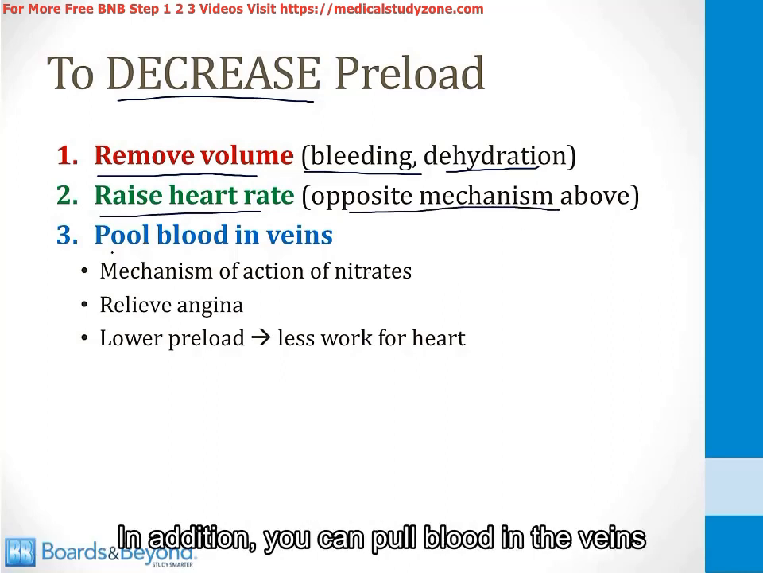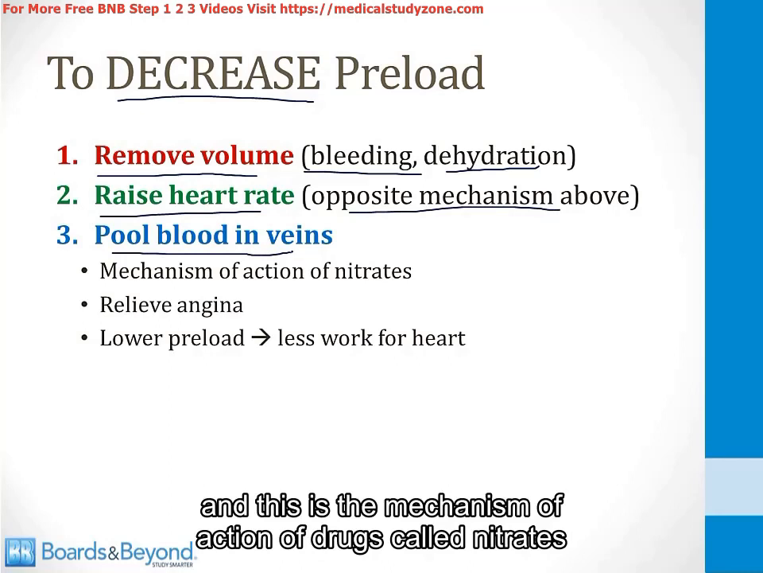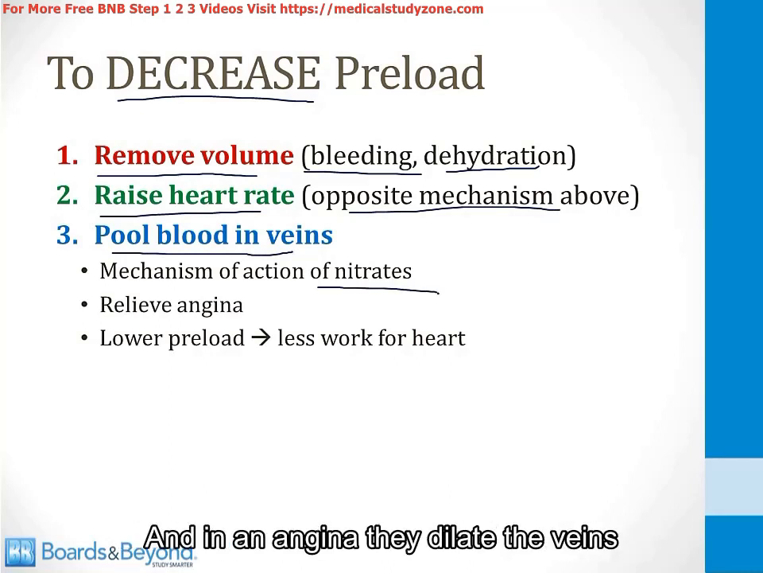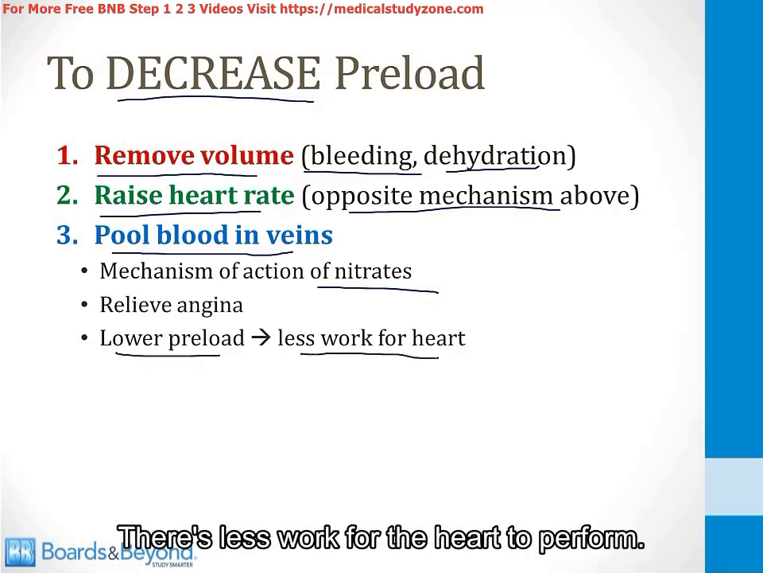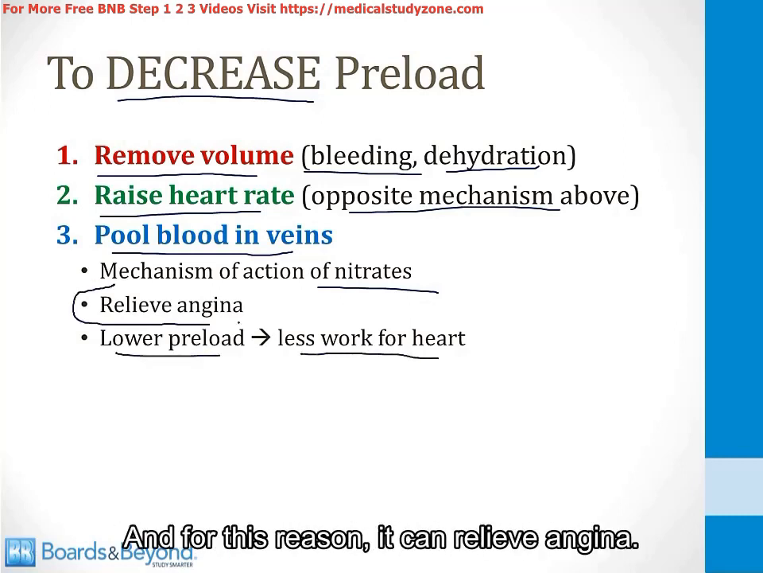In addition, you can pool blood in the veins, and this is the mechanism of action of drugs called nitrates, which are sometimes used in heart failure and in angina. They dilate the veins and they pool blood in the venous system. This pulls blood away from the heart. This lowers the preload. There's less work for the heart to perform, and for this reason it can relieve angina.